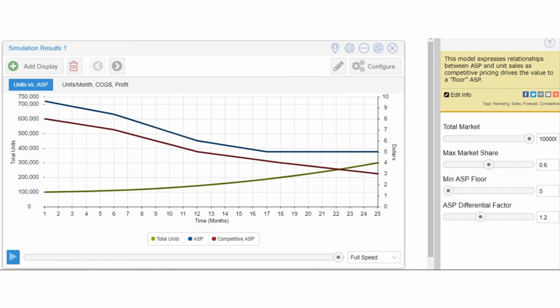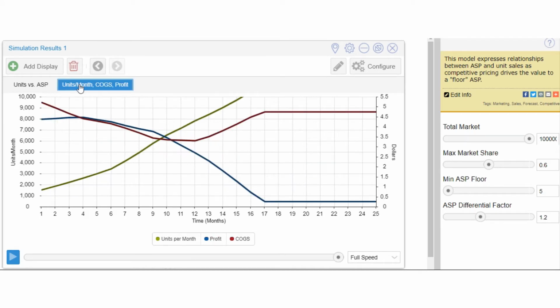So by changing the floor price, we do see an increase in units, which is good. But what happens to the profitability and cost of goods? And when we take a look at that, we see some disturbing trends. Here's the increase in units per month because we've dropped our floor price. Here our cost of goods are decreasing, but then they start to rise again, which can happen if there's additional infrastructure, for example, that causes the cost of goods to increase. And then we see a corresponding decrease in profitability down to nearly zero, which is a bad position to be in.